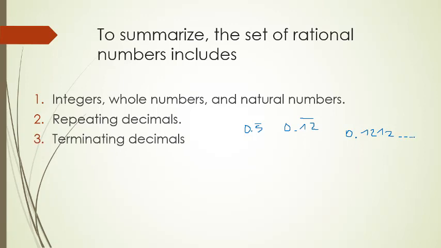And also, terminating decimals are rational numbers. For instance, when we say terminating decimals like 0.4 or 1.5, it is terminated because the decimal part doesn't repeat itself. We only have the 5, no more. All of these are rational numbers.